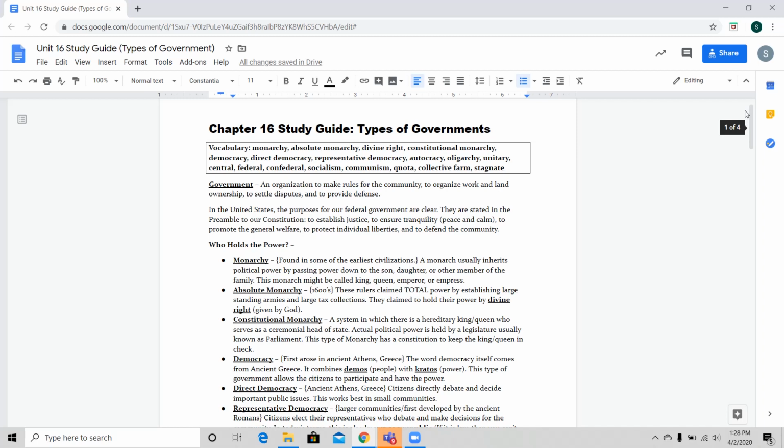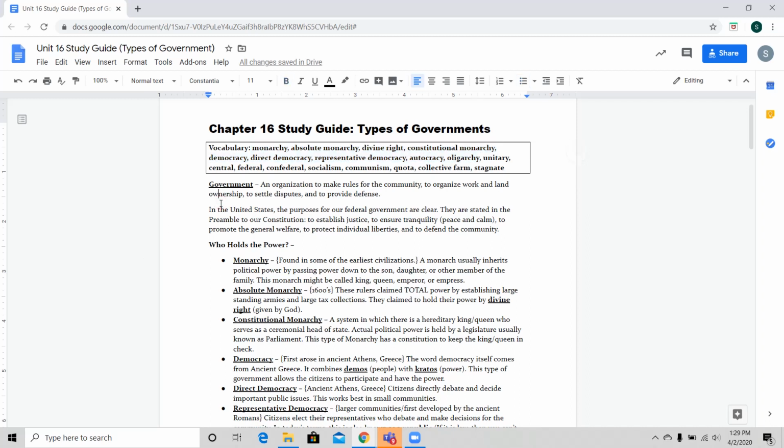All right, guys, let's start off with that top box, which is marked vocab. There are some vocab words specific to chunk 1 that we are going to be going over today. Those words are monarchy, absolute monarchy, divine right, constitutional monarchy, democracy, direct democracy, representative democracy, autocracy, and oligarchy. We are going to go into detail on all of them.